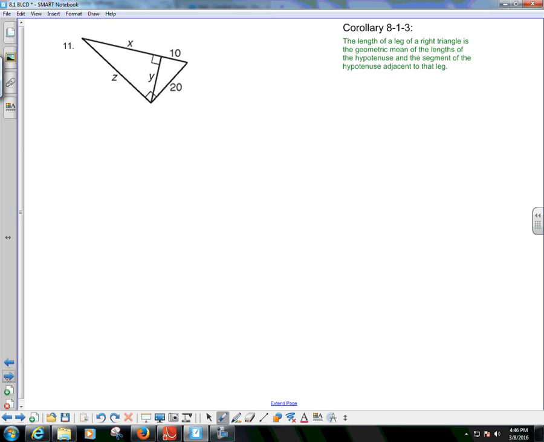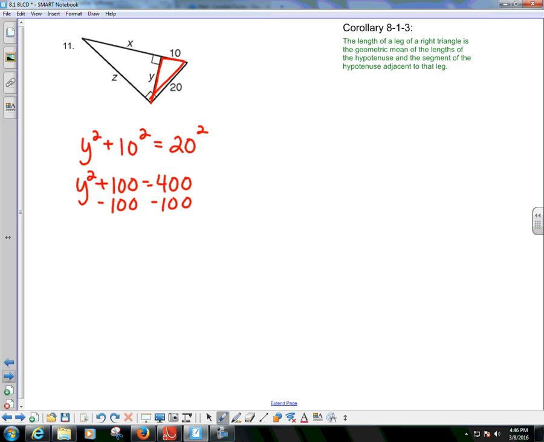Let's take a look at number 11. Okay. So I immediately look at this and say, well, I can use the Pythagorean theorem to figure out what y is, right? So I look at that and I say y squared plus 10 squared. My hypotenuse for that red triangle is 20. So equals 20 squared. Y squared plus 100 equals 400. I'm going to subtract 100 from both sides. Y squared equals 300. I'm going to take the square root of both sides.